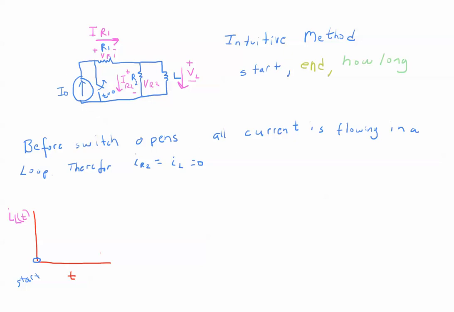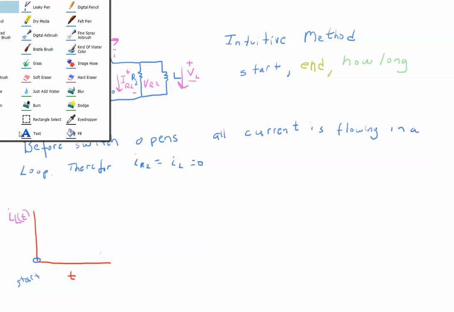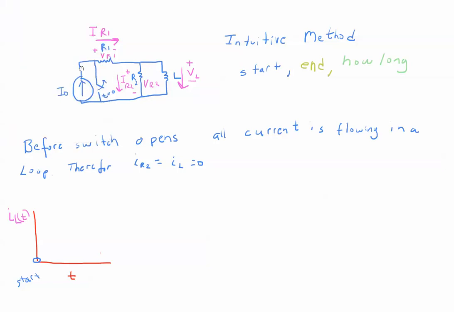The first thing we notice is that before that switch opens, it's shorted, so all the current would be going through a loop. Then when it opens up, all that current goes through R1 and gets split between R2 and L. So where this response starts at time equals 0 is easy: it starts at 0. Where does it end?